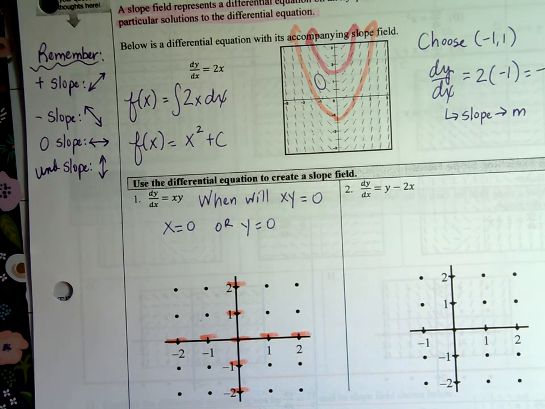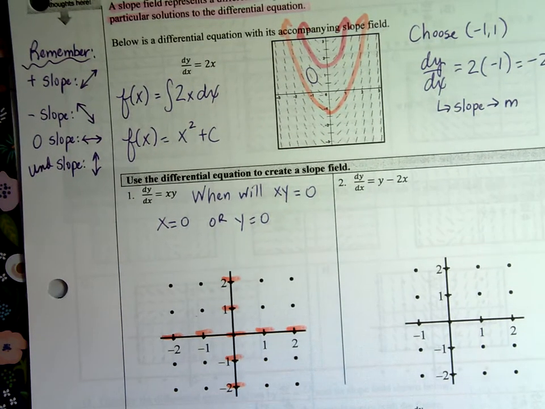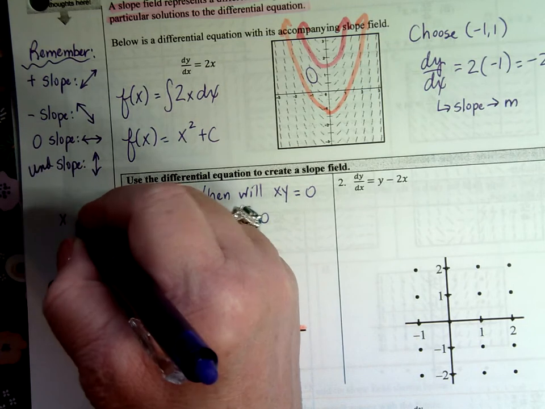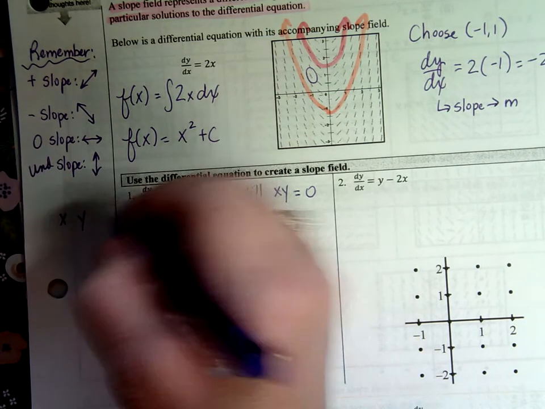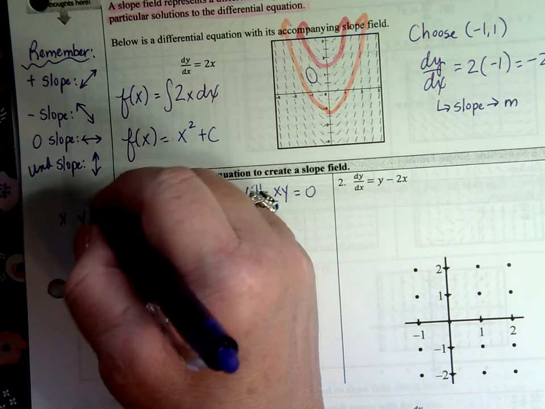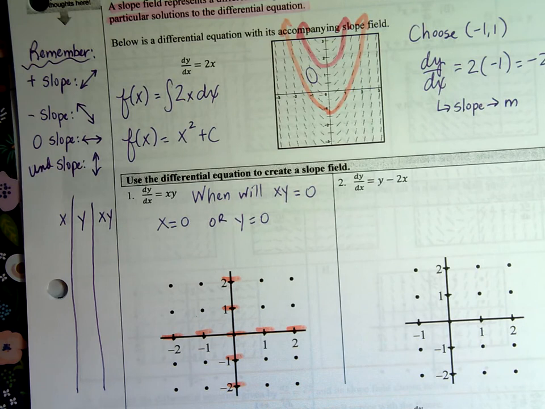Now, how do you figure out the slopes of the rest of them? Unfortunately, you've got to do it by hand by a table. So I'm going to come off to the margin here and see if I can put together a table of values. So I set it up. I have x, y, and then I want my slope, which is xy. So I'm going to have 3 columns, and I've got to figure out what all these different other ones are.